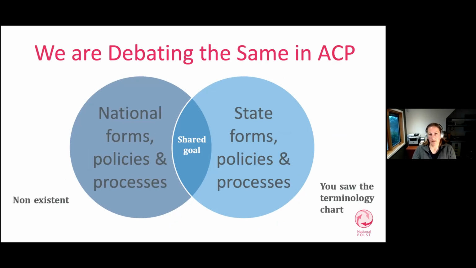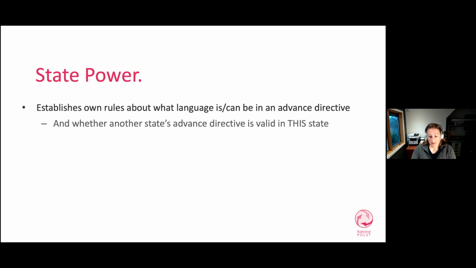We're really debating the same thing in advanced care planning right now. On the left side, you have the national forms, policies, and processes. This is basically non-existent. There's nothing really being done at the federal level in terms of advanced directives or these documents. It's really the states that have all of the power here. You saw the terminology chart and how each state has all these documents with different names for them. Under our system of government right now, the legal and regulatory framework for advanced care planning is all about the states.